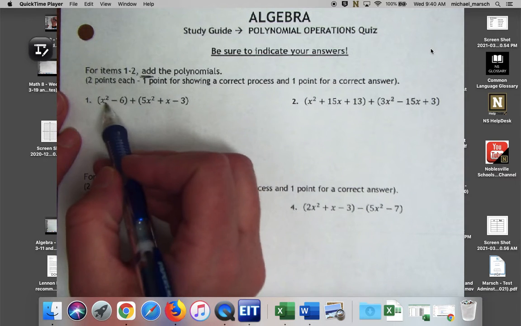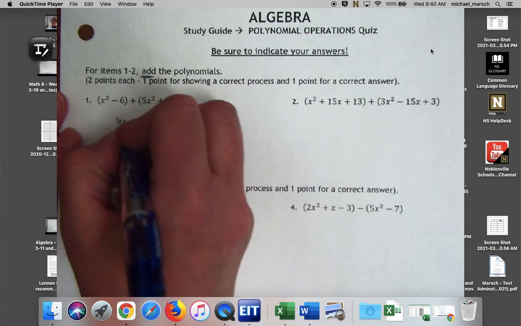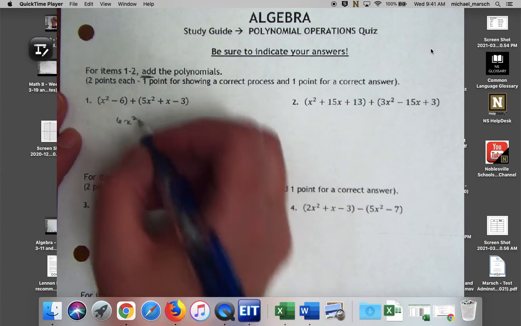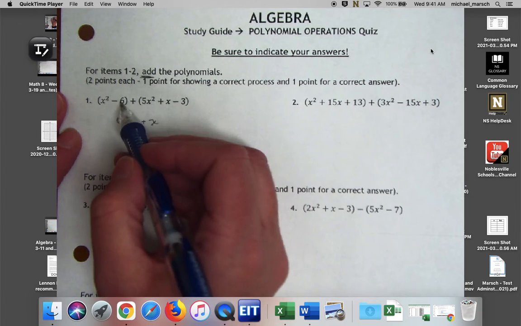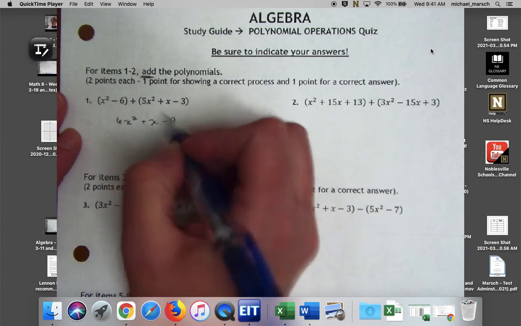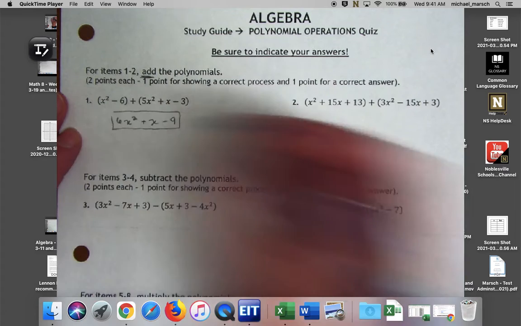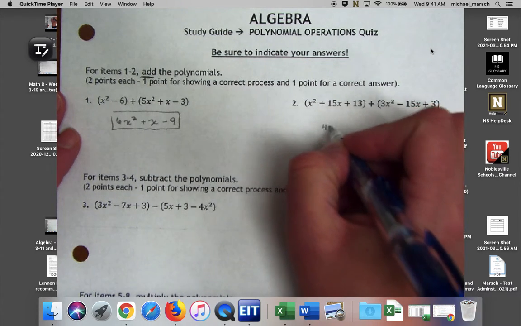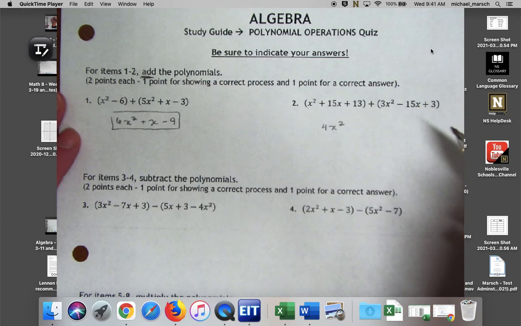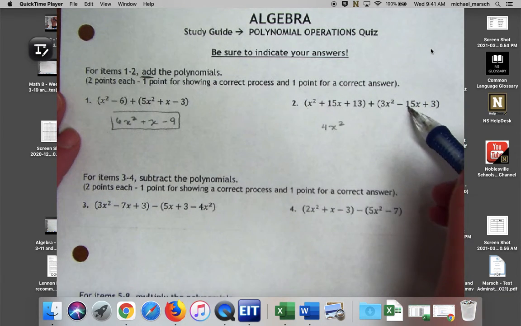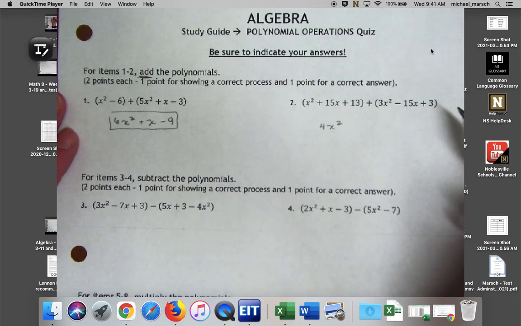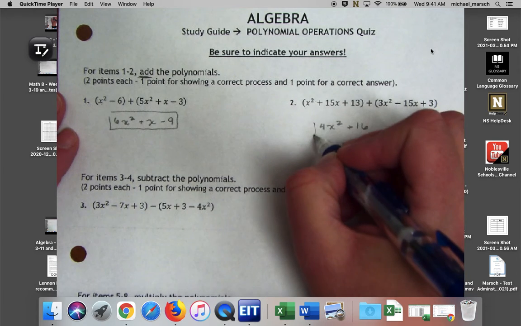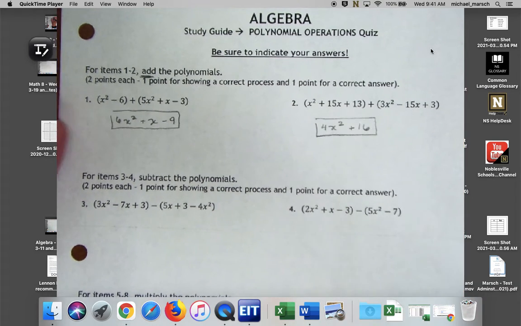All right, so for question 1, I have x squared and 5x squared, so that's going to give me 6x squared. I don't have another x to go along with that, so I'm just going to have my plus x, and then negative 6 and negative 3 is going to give me negative 9. That's my answer. Over here, I have 3x squared and x squared, so that gives me a total of 4x squareds. Then I have 15x and negative 15x, so those cancel each other out, so those are gone. And then I have positive 13 and positive 3. So there we go. There's our adding polynomials.